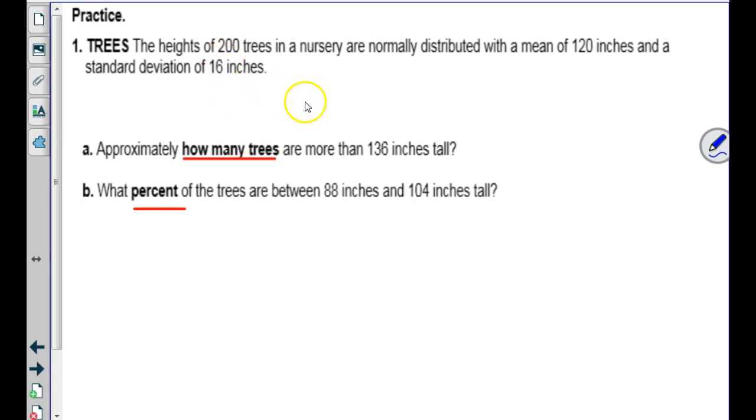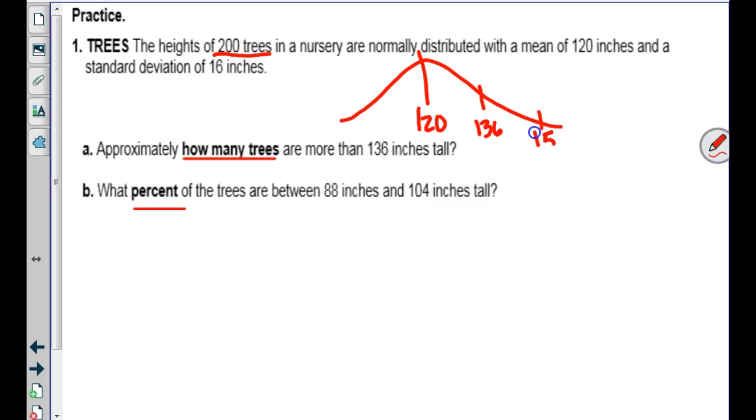It said if we have 200 trees total in a nursery with a mean of 120 and a standard deviation of 16. So I need you to add and subtract 16 real quick for me. So that would be 136, another 16. Okay, and going this way, if we subtract 16 we get 104, and if we subtract 16 more, I think we're down to 88. Okay, approximately how many trees are more than 136 inches tall?